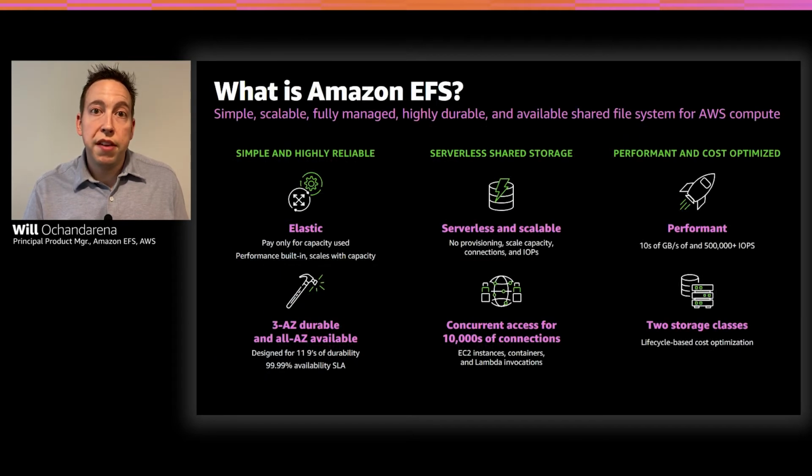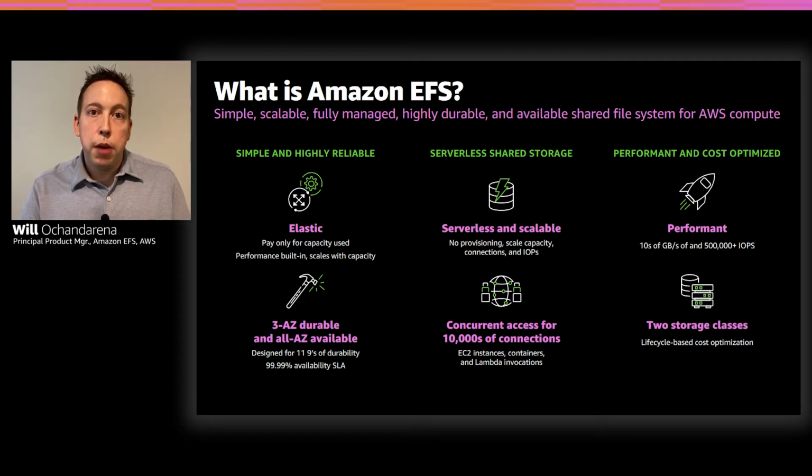So let's introduce what EFS is. EFS is simple, serverless, shared storage for your AWS applications. It's simple and serverless because it's a fully elastic service. You never tell EFS how much data you're going to store. You only pay for how much you store, and you never have to resize your volumes. It is highly available and highly durable. All data that you write to EFS is persisted to at least 3 availability zones and available from all availability zones within your region.